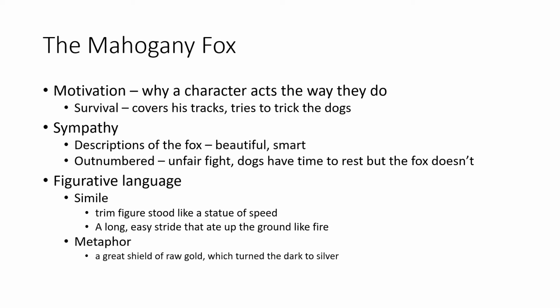Now, a metaphor is very similar to a simile, except you will not see like or as. So they're comparing two things, and they won't even always mention the second thing. So in this story, they say a great shield of raw gold, which turned the dark to silver. So this is comparing the moon with a shield, right? It just doesn't specifically mention the moon.